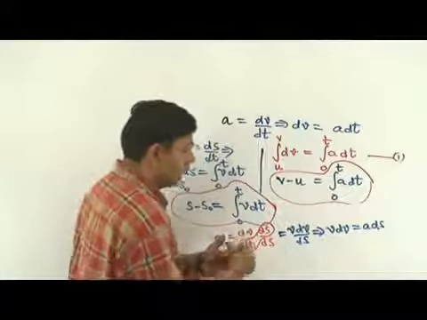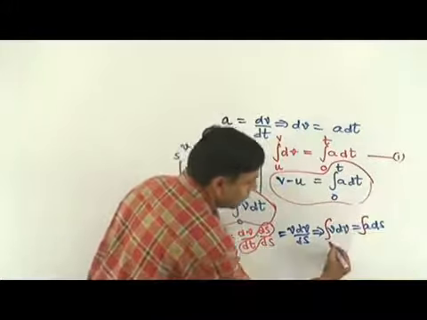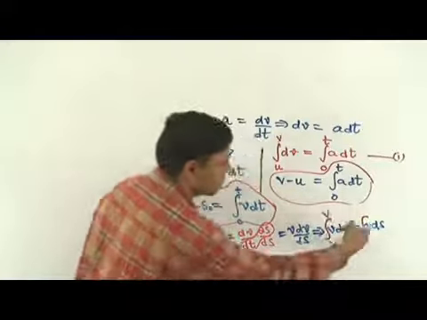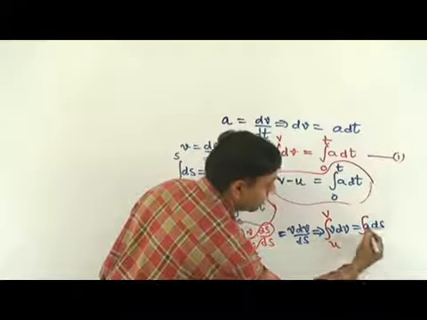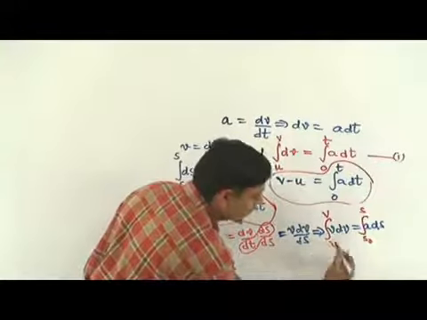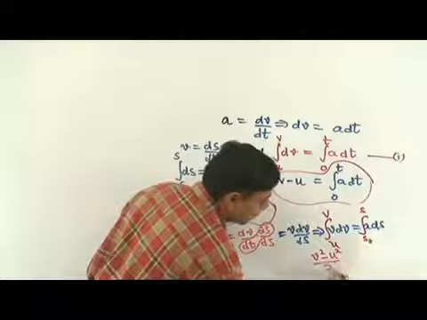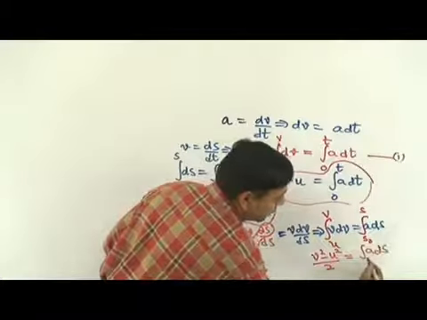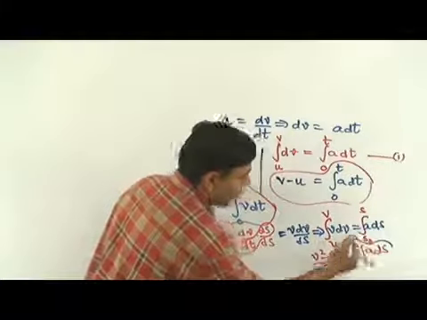Now integrate on both sides under appropriate limits. Say u to v on the left, and a ds from s0 to s on the right. This becomes v square by 2 under these limits, so v square minus u square by 2, and that is equal to the integral of a ds from s0 to s.